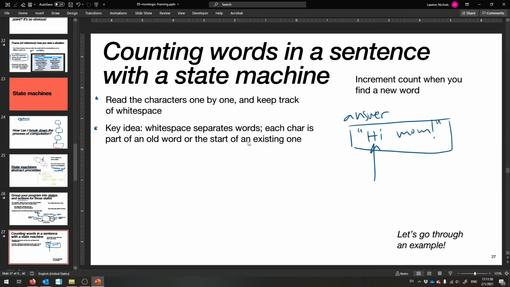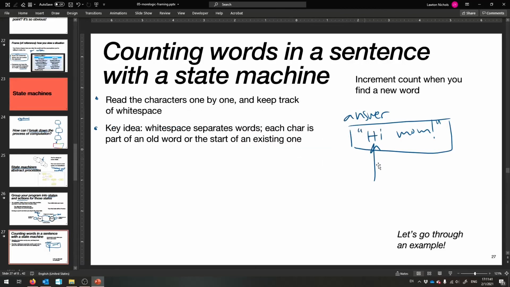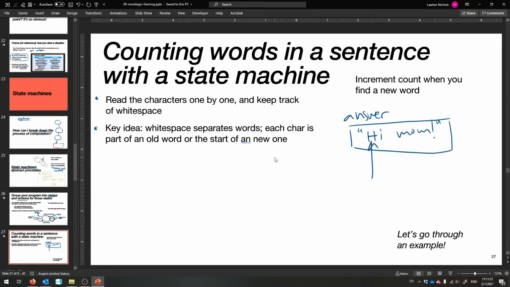So here's the key idea for the state machine that I'm about to teach you. White space separates words, so each character is therefore part of an old word or the start of a new one. So every time you see a non-white space character, a non-space, you're either inside of a word or you're just starting a new one. That is the idea. Dun, dun, dun. And I think I should have said new there. That would make a lot more sense in my mind. That must have been a typo. All right. So here is how I want you to think about this.